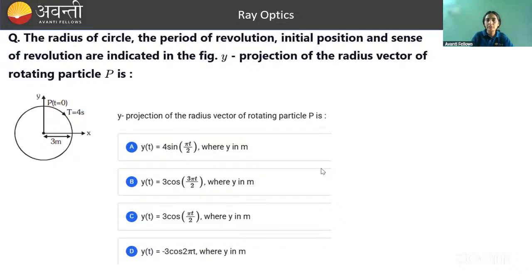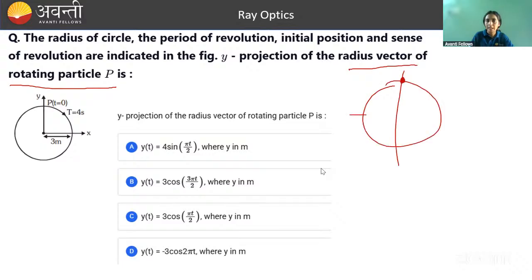Y projection of radius vector of rotating particle. So y as a function of time t लिखना है मुझे, ठीक है? So at t equal to 0, particle is where? T equal to 0, particle is here. And this is origin, right? So at t equal to 0, y value is the maximum, ठीक है? So along y axis, if you write equation along y axis, it is at its extreme position, है ना? Here at a distance a.